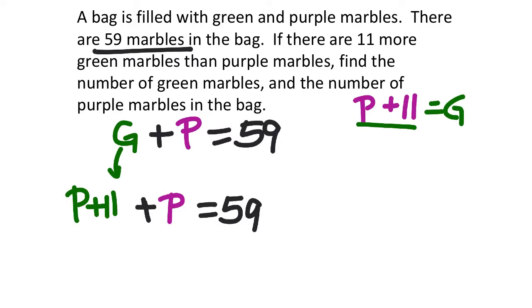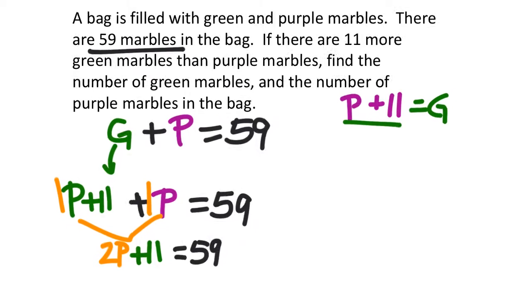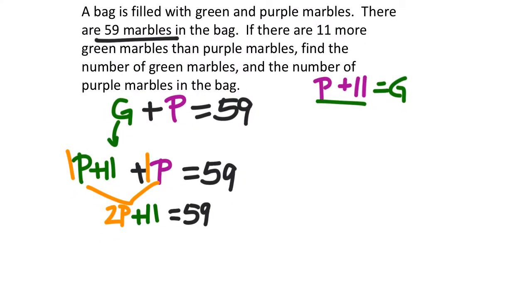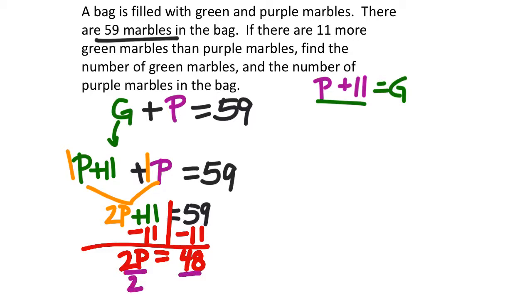So from here, now that we only have one variable, P, I can combine those, 1P, 2P's. And then we got that plus 11 right there. And this equals 59. Now when I finish solving this equation, I will know how many purple marbles there are in the bag. So I'm going to zero out the 11, subtract 11 from both sides. So 2 sets of purple marbles would be the same as 48 marbles. But we don't want 2 sets, we only want 1 set, so I'm going to divide both these by 2.